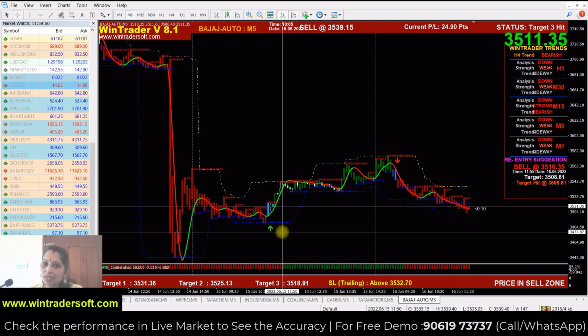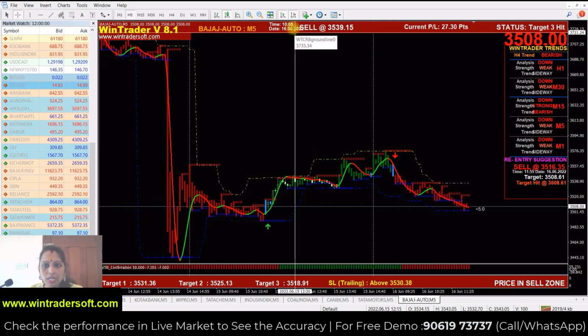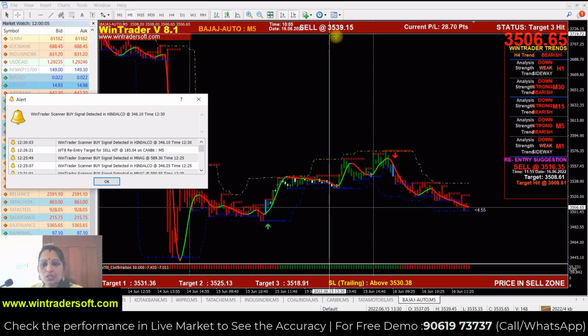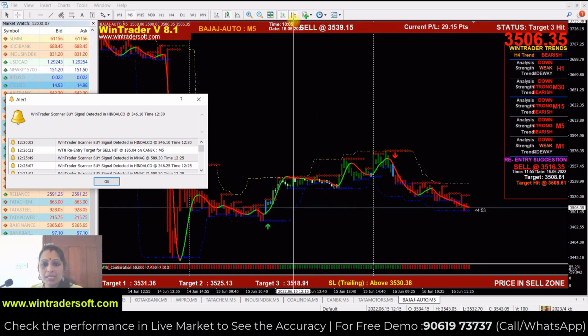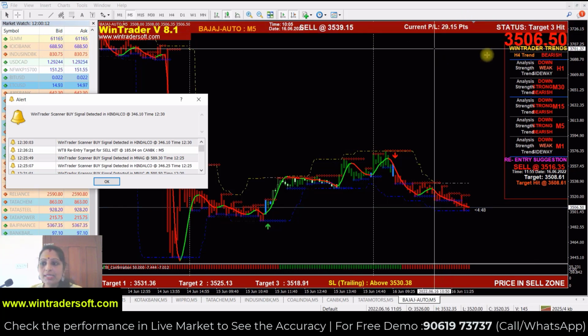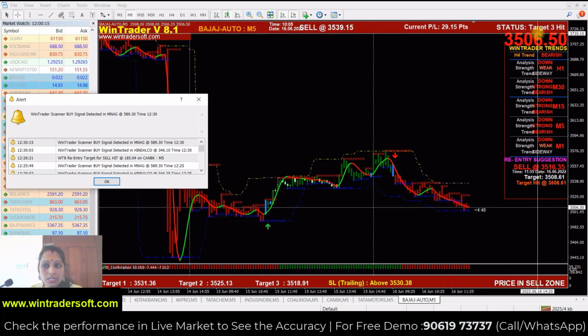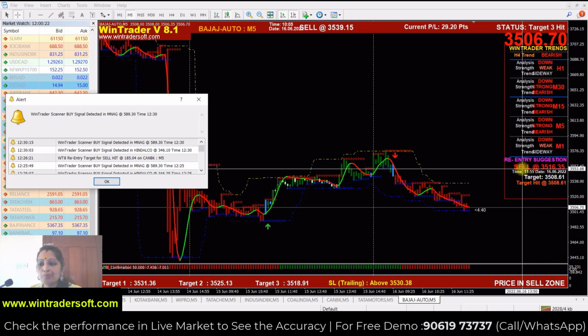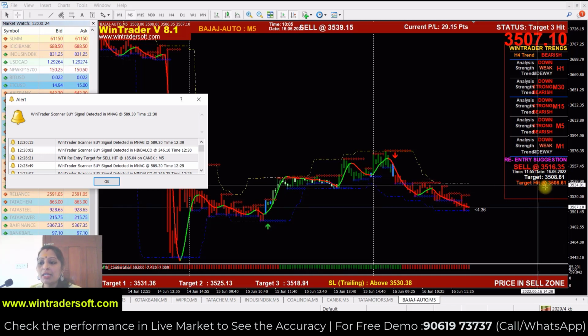In that alert message you will get the entry point, at what level you have to buy and at what level you have to sell. The same details you can also check in the above dashboard. In Bajaj Auto we got a sell signal at 3539.15, and the time is 10, and as per the current market we are in profit of 29 points, and in the status you can check all targets have been achieved. You can see we also got the re-entry, and the re-entry target was also achieved.